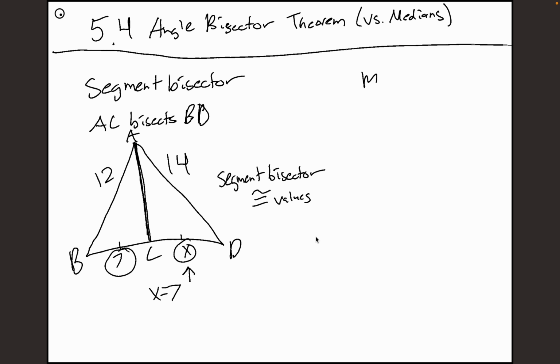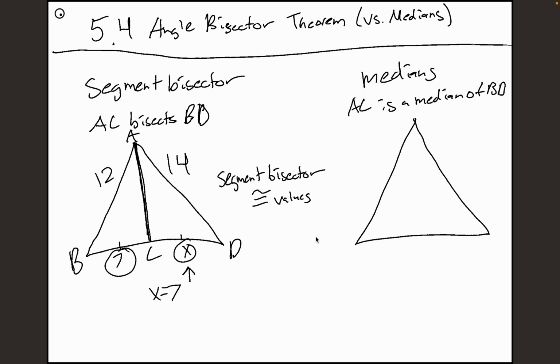Now we're going to see something very similar with medians. So we talked about medians with our centroids. With medians, we're going to see something like AC is a median of BD. So again, I have the same triangle, A, B, C, and D. And AC is the median, which means it's right in the middle, all right, and it splits BD in half.